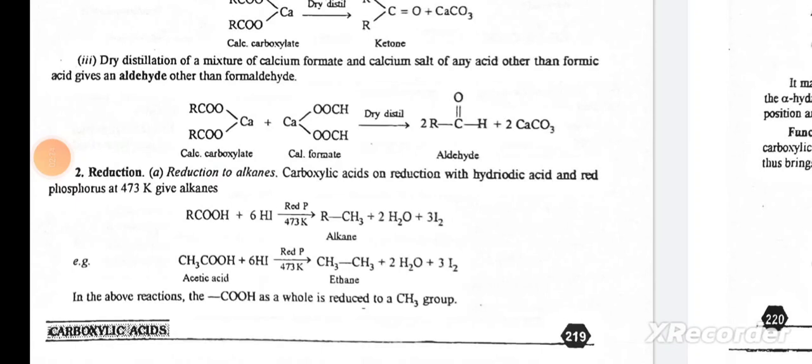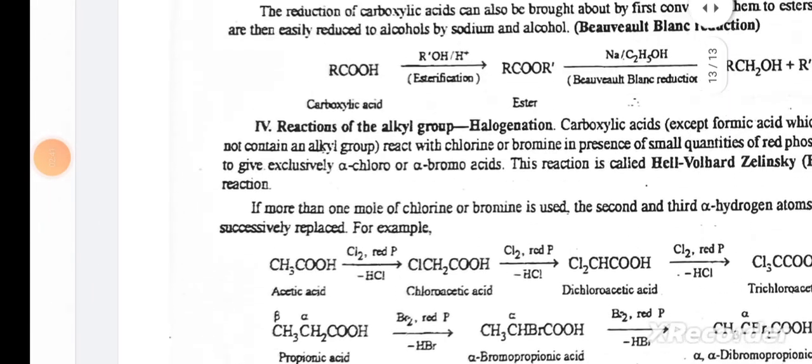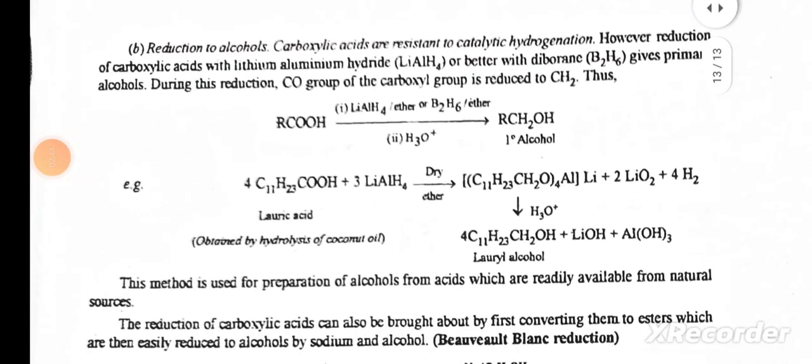Reduction to alkanes. Carboxylic acids on reduction with hydriodic acid and red phosphorus at 473 Kelvin give alkanes. Alkane, acetic acid, ethane. In the above reactions, the COOH as a whole is reduced to a CH3 group. Reduction to alcohols. Carboxylic acids are resistant to catalytic hydrogenation. However, reduction of carboxylic acids with lithium aluminium hydride, LiAlH4, or better with diborane, B2H6, gives primary alcohols. During this reduction, the CO group of the carboxyl group is reduced to CH2.